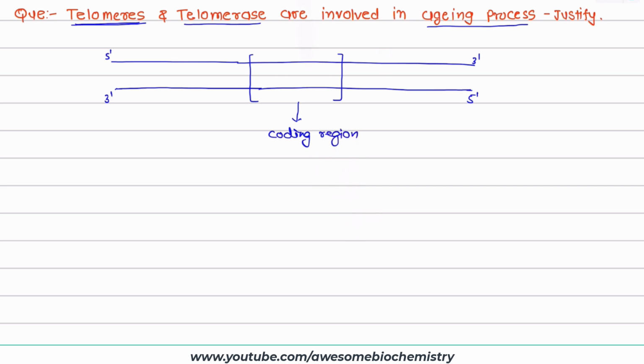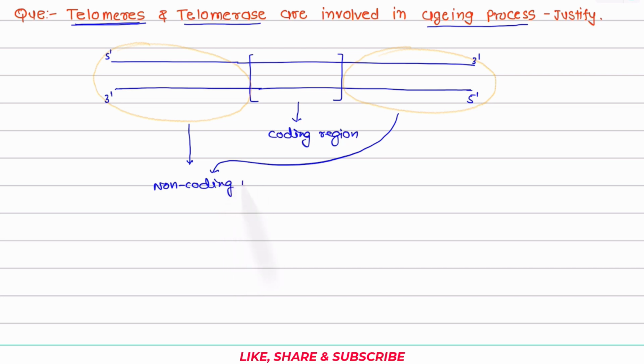Whereas this outer part, you can also call it the terminal part, contains non-coding DNA. That means it doesn't contain any necessary genes. The second important thing is that it contains a repetitive sequence of nucleotides. Particularly TTAGGG, these 6 nucleotides are repeated thousands of times in this terminal part of the DNA's 3' end. So this is the 3' end.